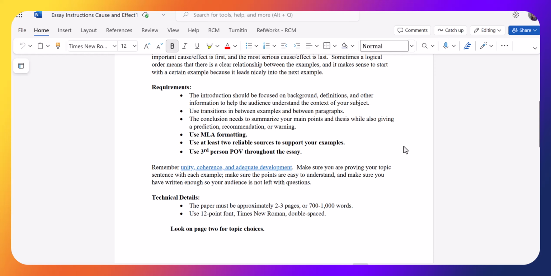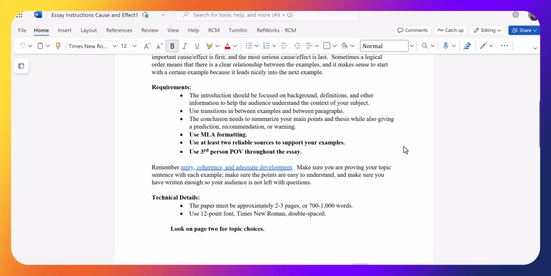We're going to use MLA formatting throughout the paper, and you must use at least 2 reliable research sources to support your examples. I highly recommend that you use research sources from the Dallas College Library database. You're also going to use third-person point of view throughout the essay.